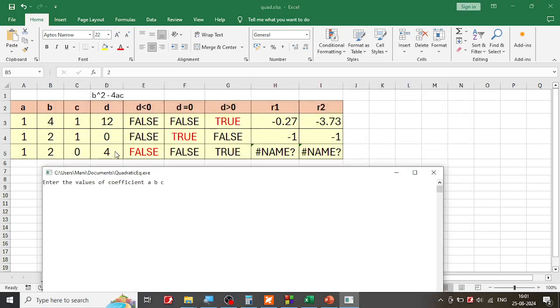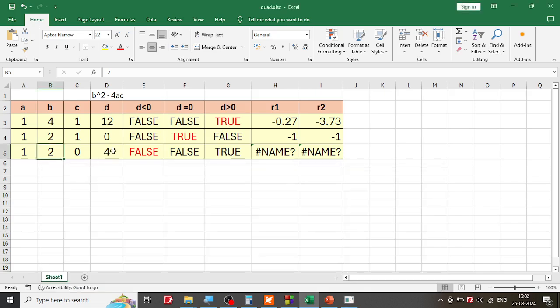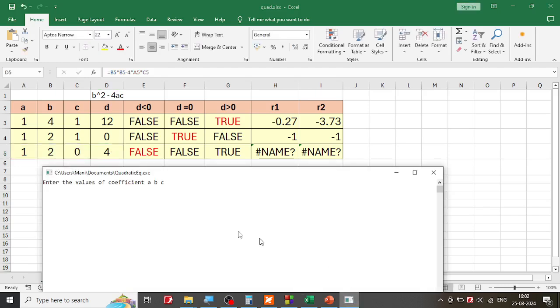So remember, this is going to be minus, actually this is not plus. This is going to be b squared minus 4. I have written the Excel formula there. That's going to be minus 4 there. So this is b squared minus 4AC, which will be a negative value.